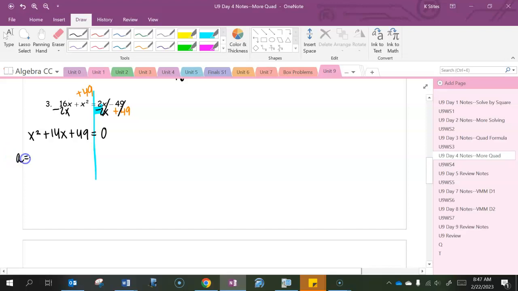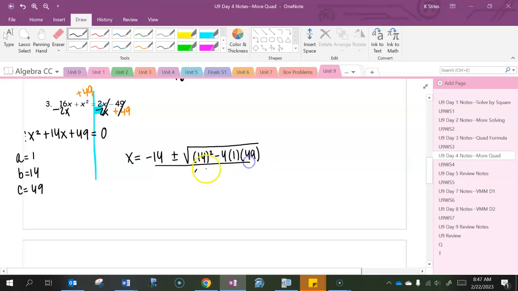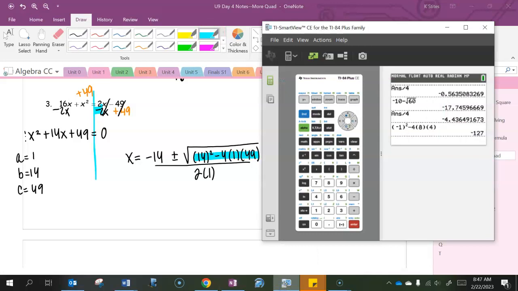All right, so now my A value is just a 1. My B value is a 14. And my C value is a 49. All right, so I have x equals opposite B. It'll be a negative 14 plus or minus square root of B squared minus 4AC all over 2A. All right, and again, what we want to do is evaluate our discriminant here.